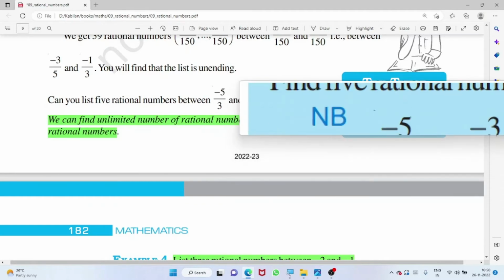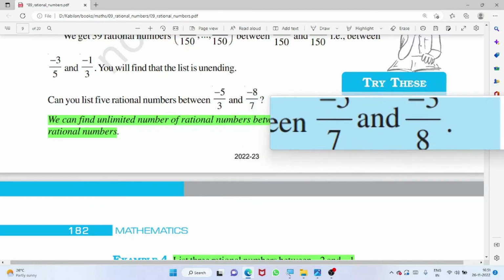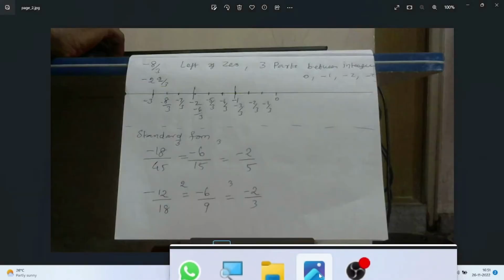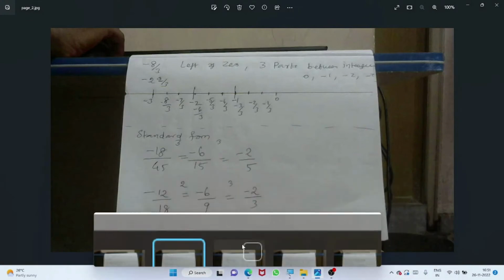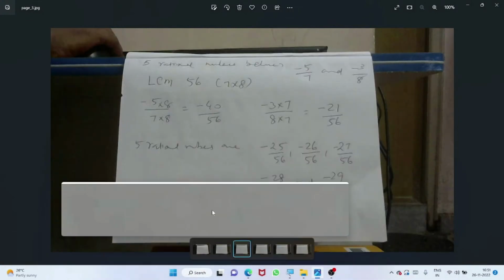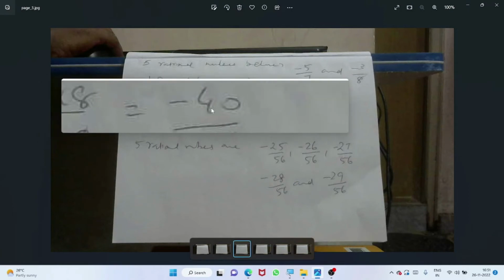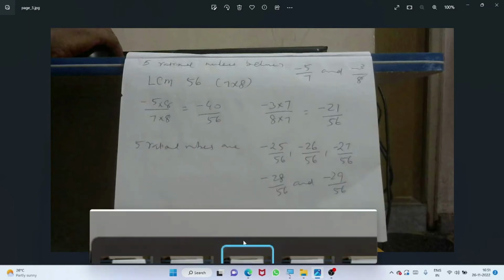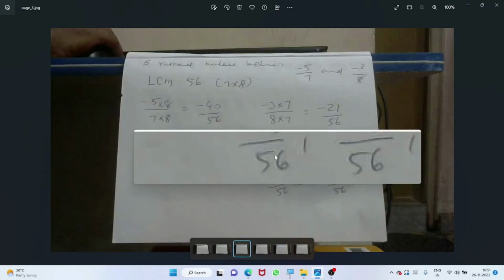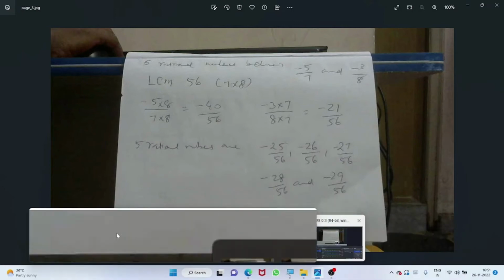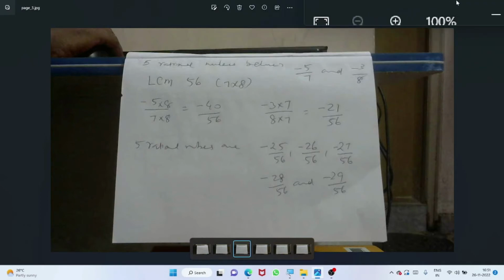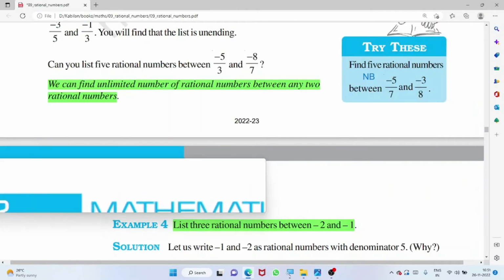Okay, between minus 5 by 7 and minus 3 by 8. Minus 5 by 7, minus 3 by 8. Okay, so we have to find the LCM. So minus 5 by 7 will become minus 40 by 56, and minus 3 by 8 will become minus 21 by 56. And so the 5 rational numbers between them, I have just taken some numbers. You have to find the LCM and write.